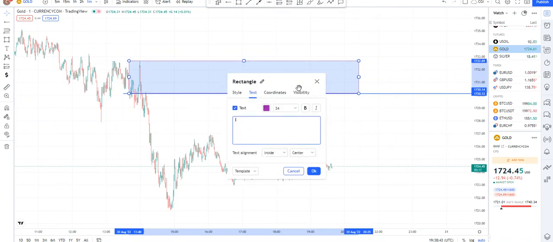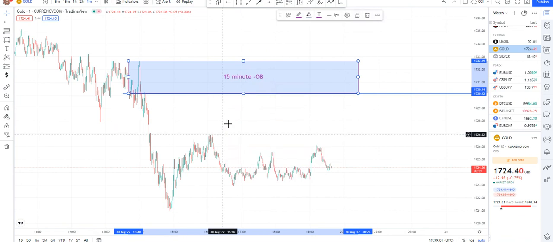15 minutes, 15 minutes, 15 minutes, bearish order block. All right, 15 minutes bearish order block.